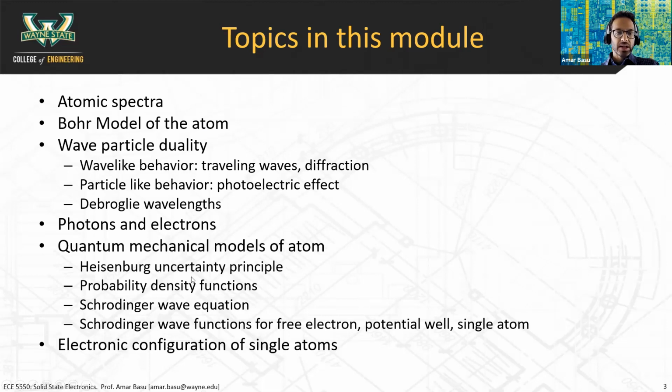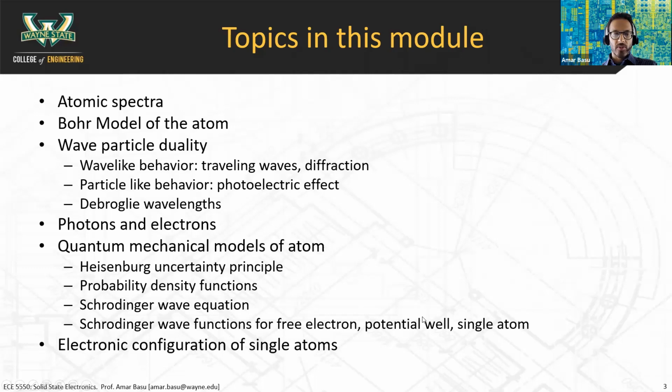So this is the model that we prescribe to today, and this explains a lot of the behavior of the atoms and electronic behaviors that we see in solid state electronics. So that's why we cover it. We talked about Heisenberg uncertainty principle last time. We talked about probability density functions last time. I'll just recap that really quick today and then get into the Schrodinger wave equation.